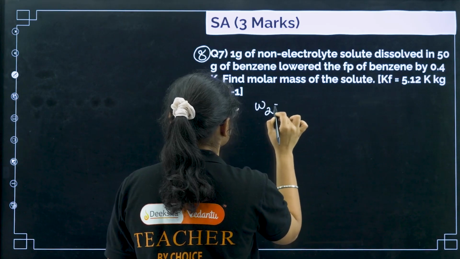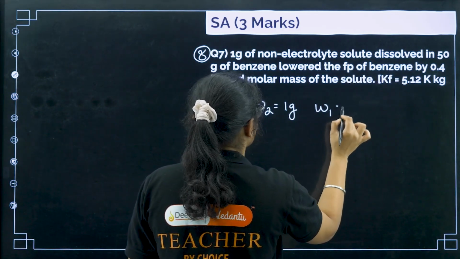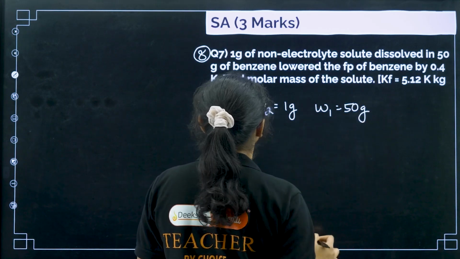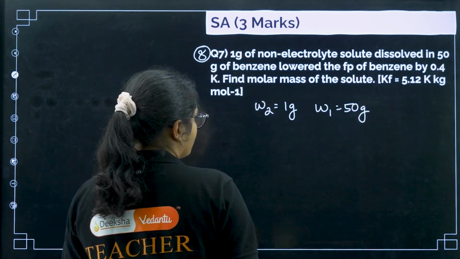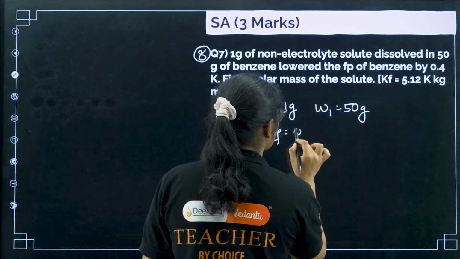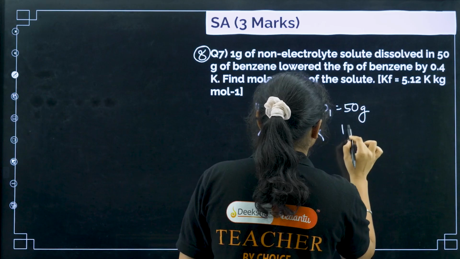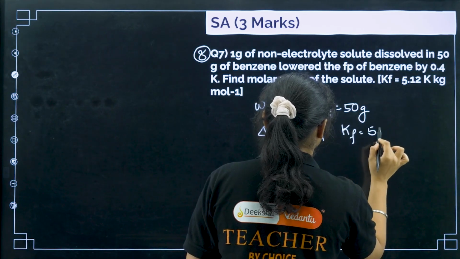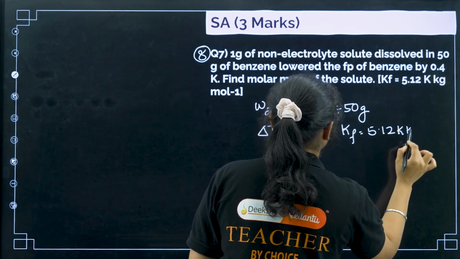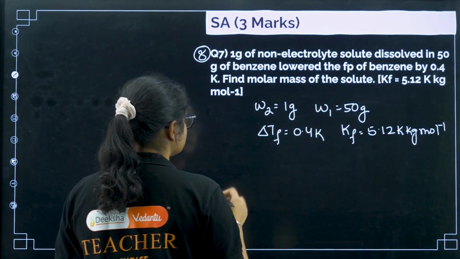So W2 is 1 gram. Okay, 50 gram of benzene, W1 is 50 gram of benzene. Okay, lower the freezing point, so delta TF is 0.4 Kelvin. Okay, find the molar mass of the solute. Kf is 5.12 Kelvin kilogram mole inverse. Okay, let us solve this one.